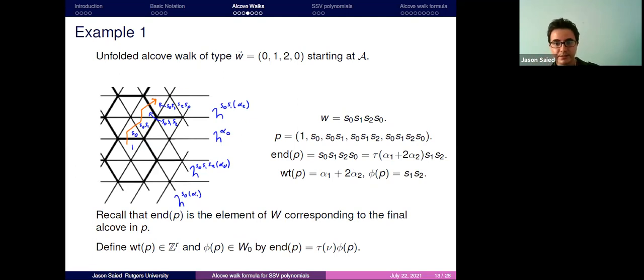Later on, we'll need the notation for the weight of a path and the finite part. Since the Weyl group element is a semi-direct product, you can write the end of P as some translation times some finite part. We'll just separate those out. So you're translating by the weight, alpha_1 plus 2 alpha_2, and the finite part is S1, S2.